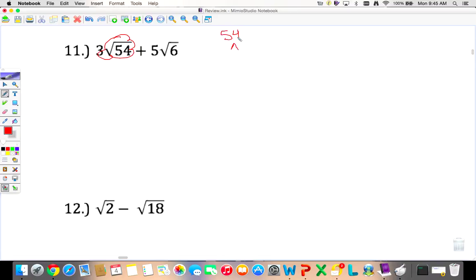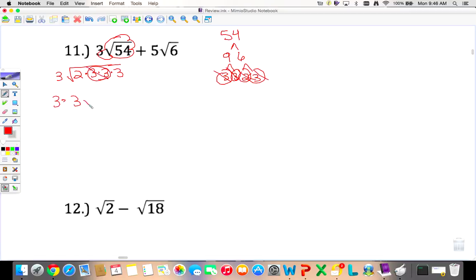I'm going to start with the square root of 54. My two numbers that can go into 54, we can do 9 and 6. 9 will be 3 times 3. 6 is 2 times 3. So 3, 3, 2, and 3. So that'll be 3 square roots of 3, 3, 2, and 3.